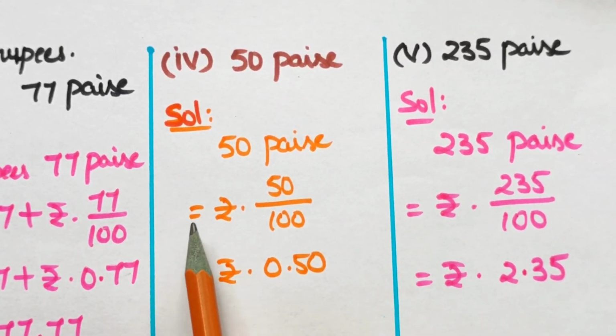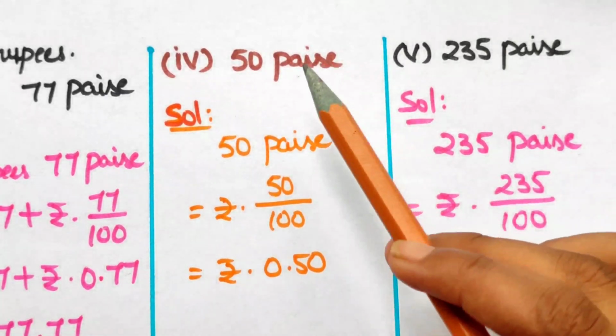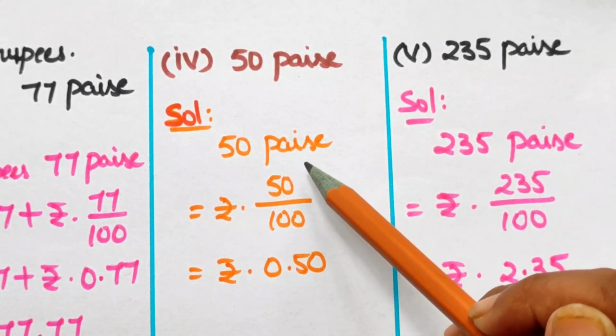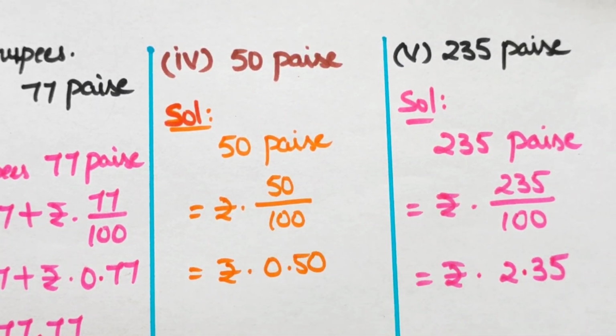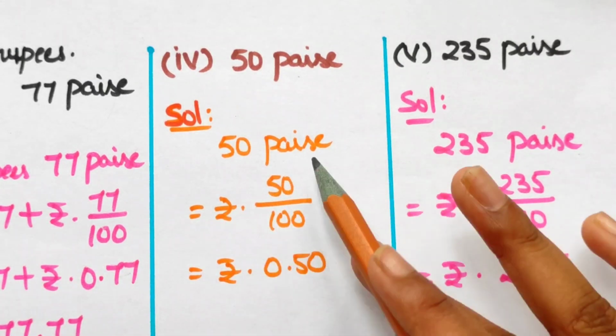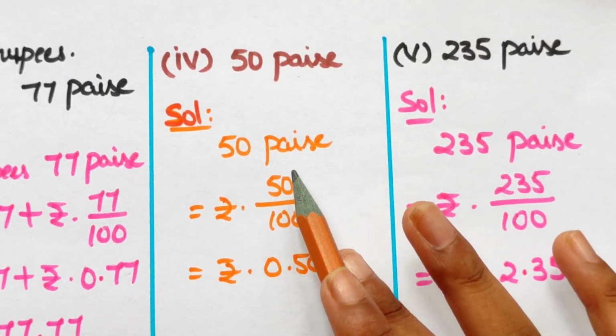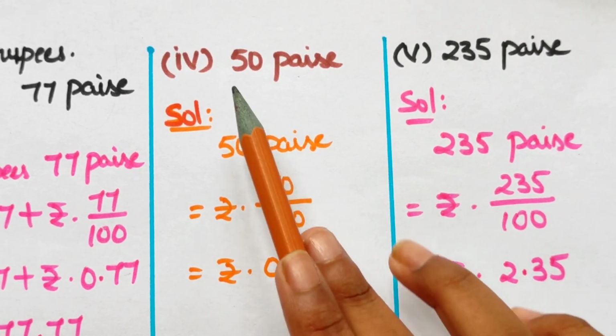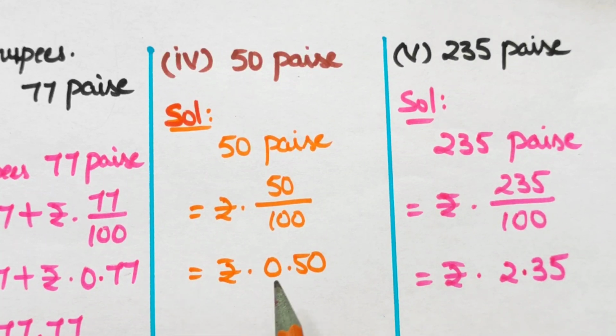50 pies is equal to rupees. 1 pie is equal to 1 by 100. Then 50 pies is equal to 50 by 100 rupees. Now converting rupees 50 by 100 into decimal, we get rupees 0.50. So therefore 50 pies is equal to rupees 0.50. With this fourth bit gets completed.